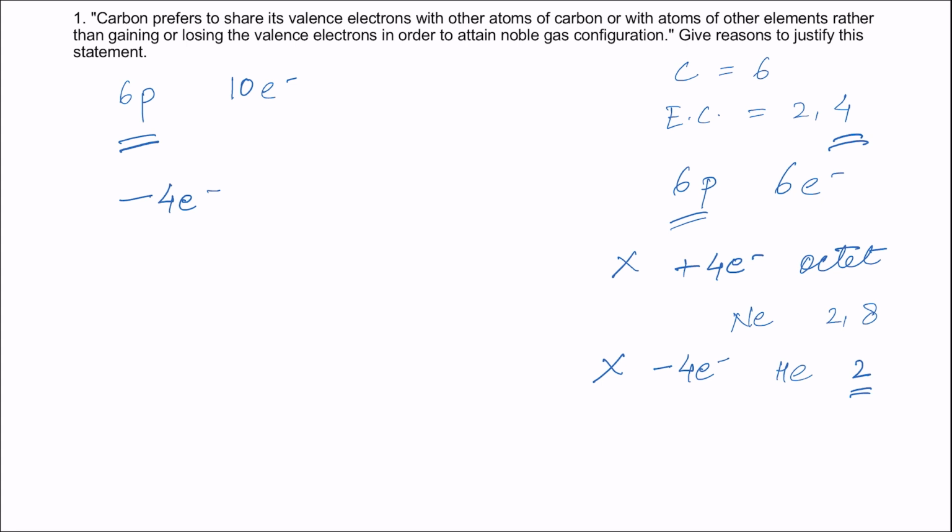Therefore, carbon prefers to share its valence electrons with other atoms of carbon or with atoms of other elements to attain noble gas configuration. For example, methane. In methane, carbon forms 4 covalent bonds with 4 hydrogens. Means it is sharing its 4 valence electrons with hydrogen. This cross denotes the electrons of carbon, and the electron of hydrogen is denoted by a circle. So carbon is sharing its 4 valence electrons with 4 atoms of hydrogen to attain noble gas configuration.